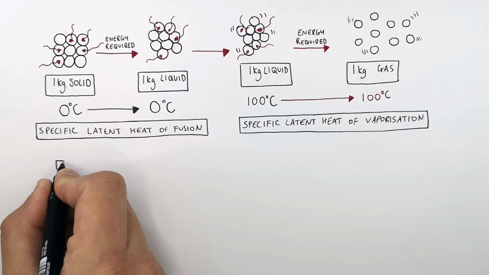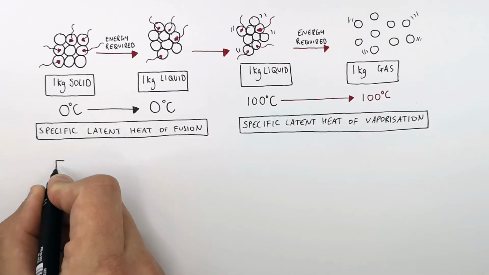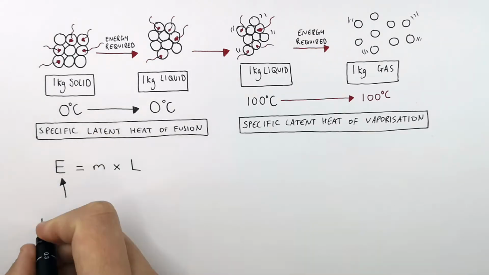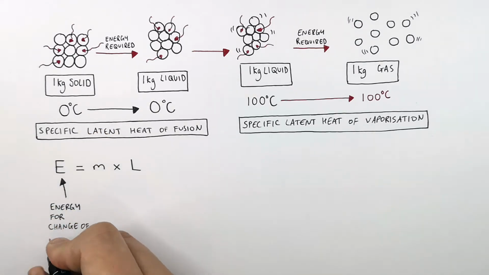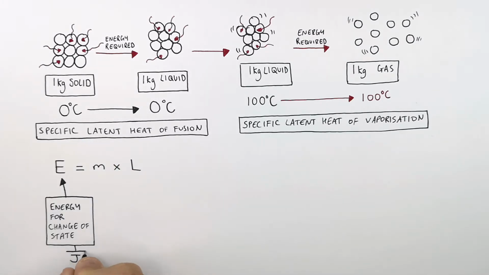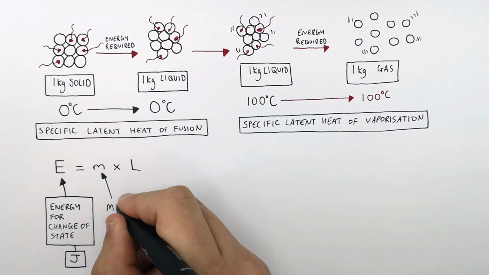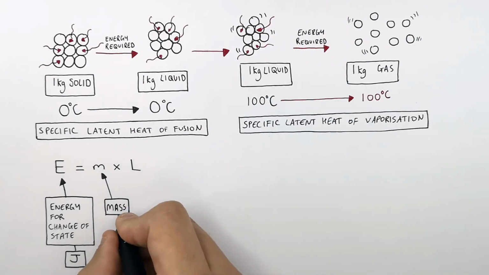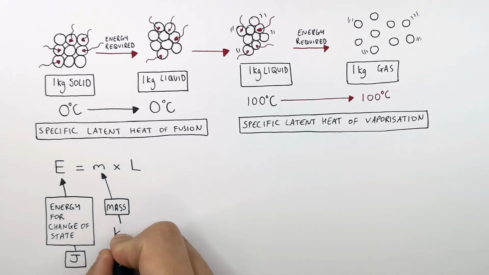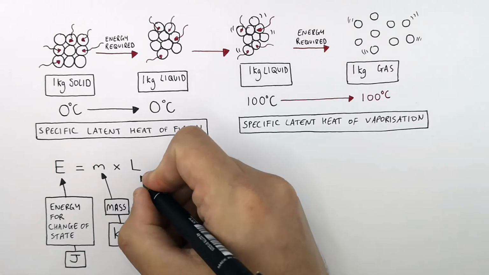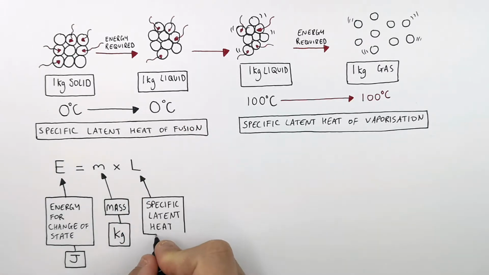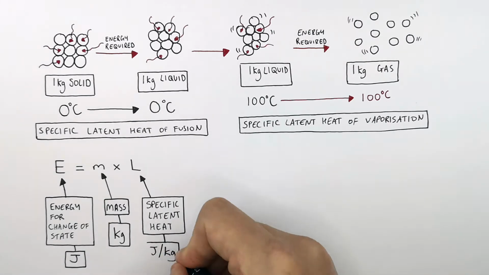So to work out the energy required to change state is E equals m times L, where E is the energy for the change of state, and the unit is joules. M is the mass of the substance, and the unit is kilograms. L is the specific latent heat for that substance, and the unit for specific latent heat is joules per kilogram.